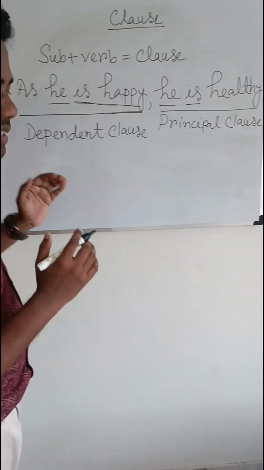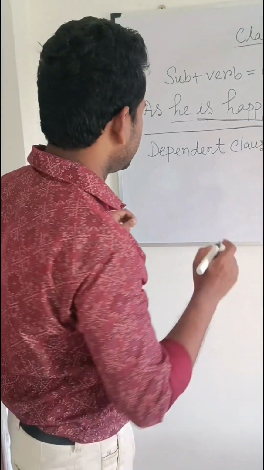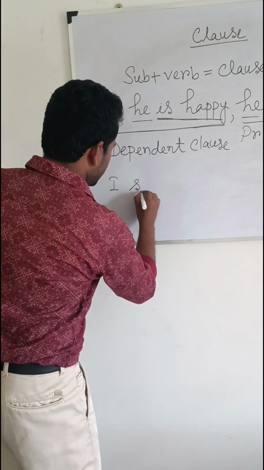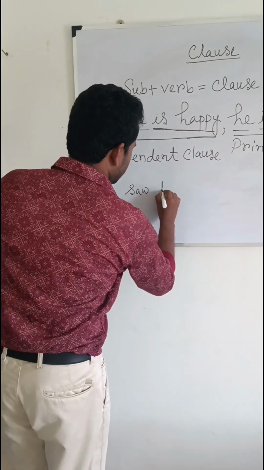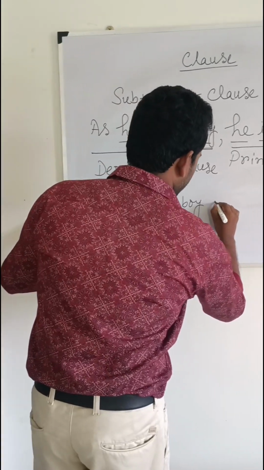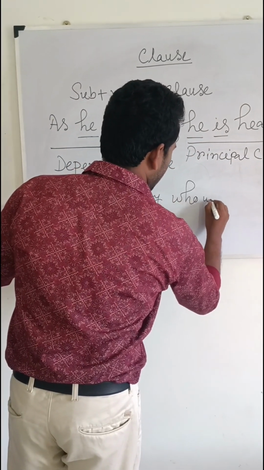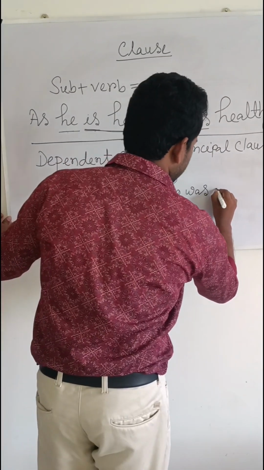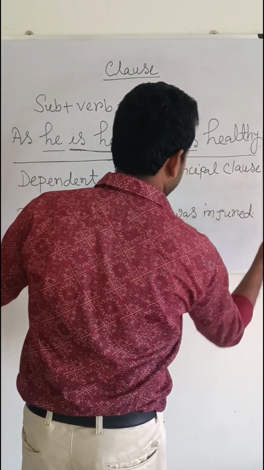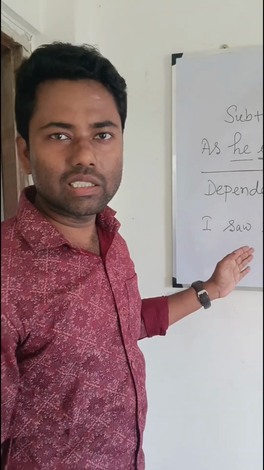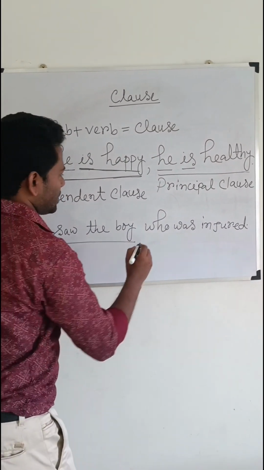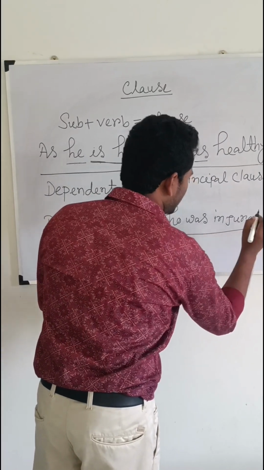Now take one more sentence. See here, I saw the boy who was injured. See, in this sentence also you will find two parts. I saw the boy and who was injured.